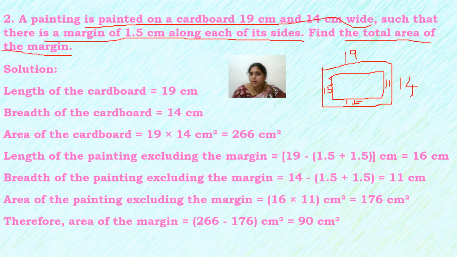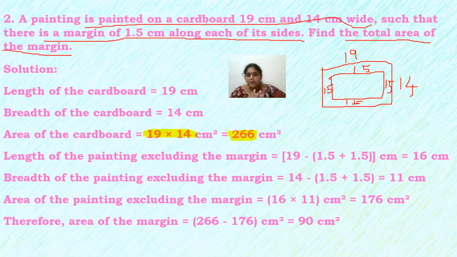Okay. Now, what we have to do? We have to find the total area of the cardboard first. What is the total area of the cardboard? You have to multiply 19 into 14. So, when you are multiplying 19 into 14 centimeters square, you will be getting your answer 266 centimeters square.